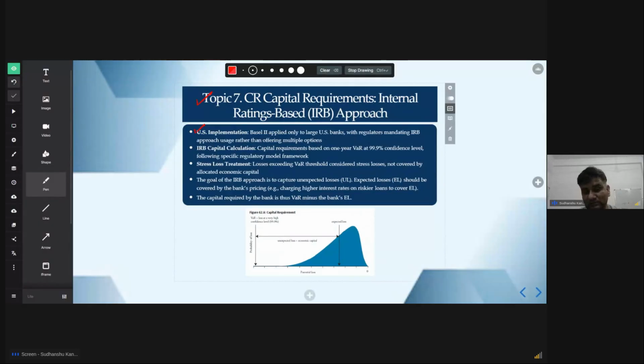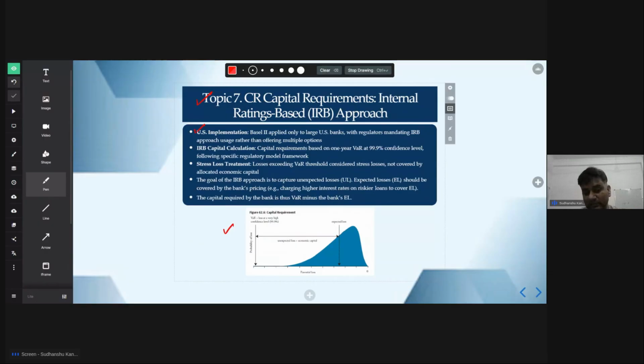And then we move to the conceptual soundness of your IRB. Capital is based on 1 year loss at the 99.9% confidence level. A very beautiful example or graph is given. This represents a severe but plausible stress scenario. The model framework is regulatory prescribed, not fully bank defined.